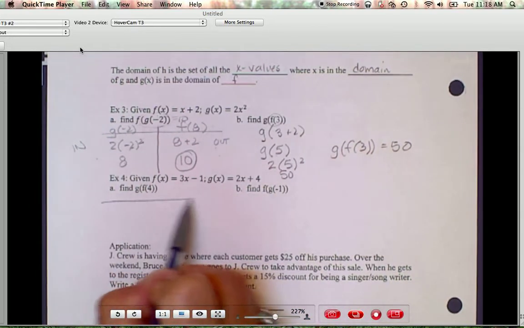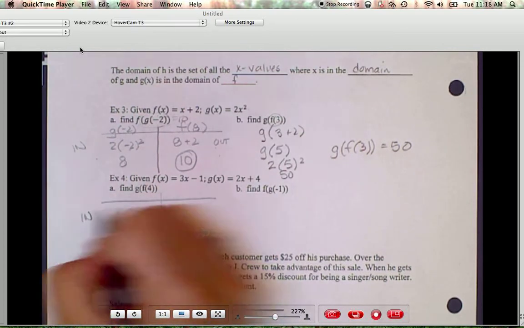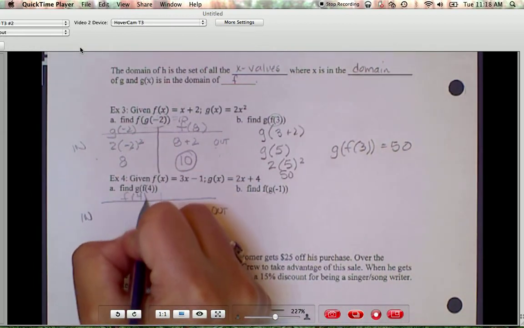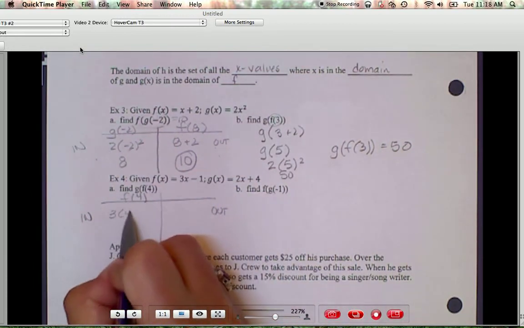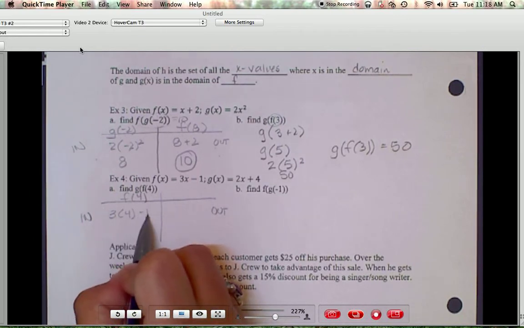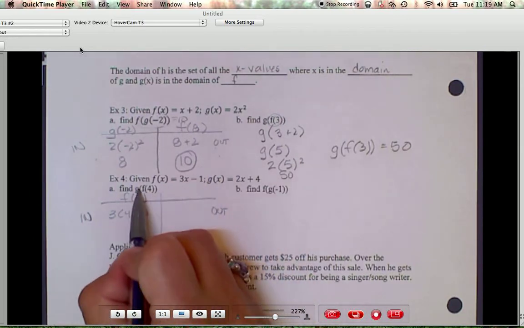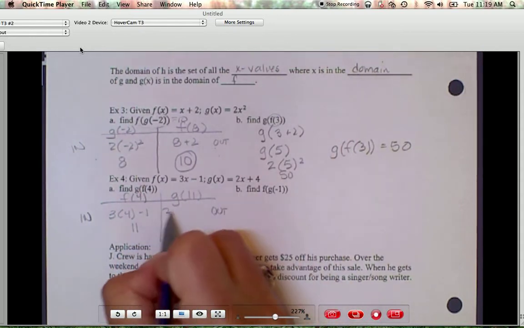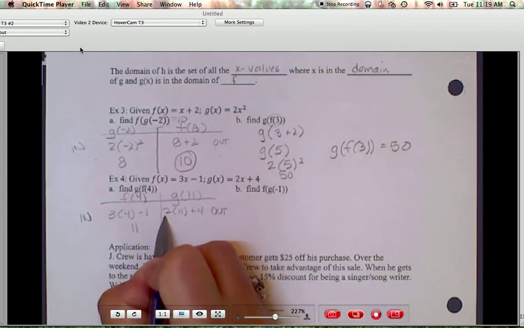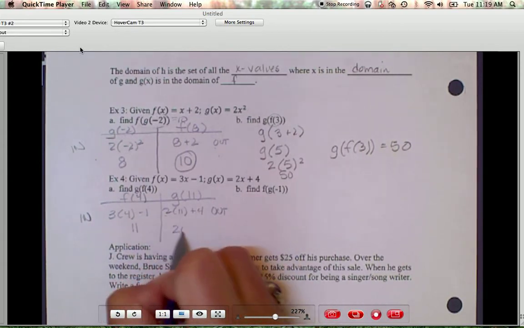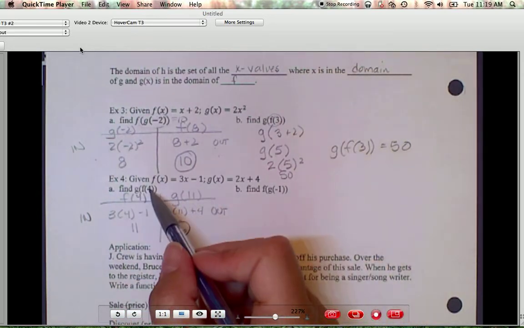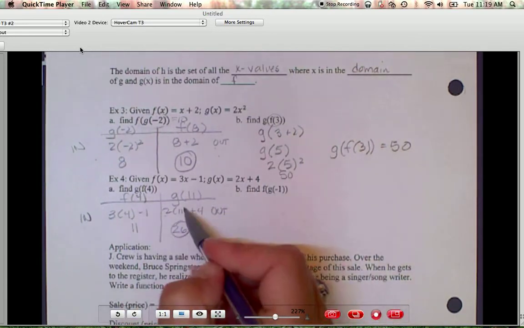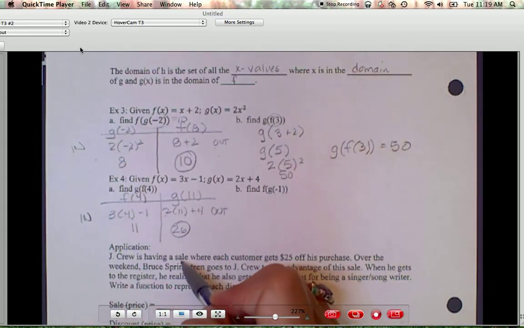So if I do the table way, again, this is the inside, this is the outside. F of 4 would be 3 times 4 minus 1. That's 12 minus 1, which is 11. Now we're doing g of 11. So that would be 2 times 11 plus 4. That's 22 plus 4, which would be 26. So our composite function would have a value of 26. Now whether you did this method or this method, the final answer should be 26.